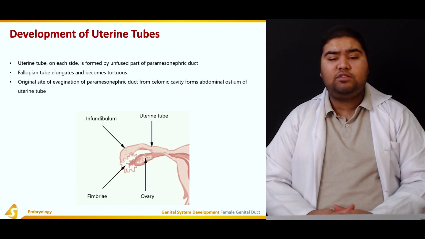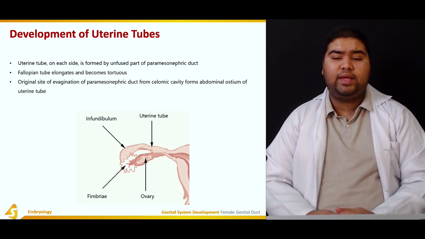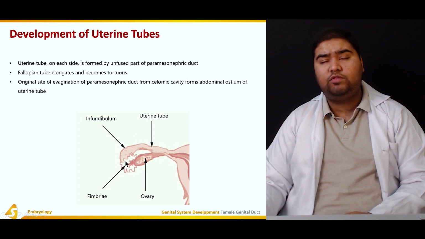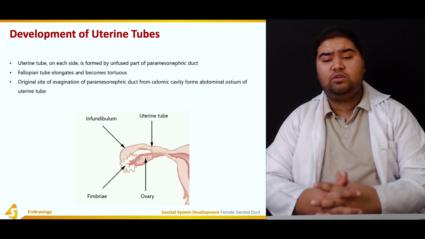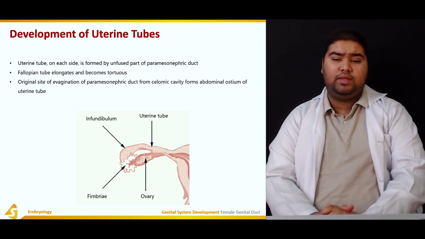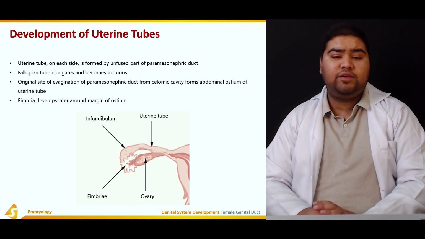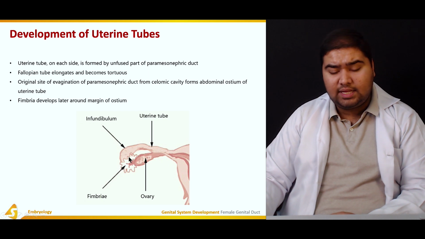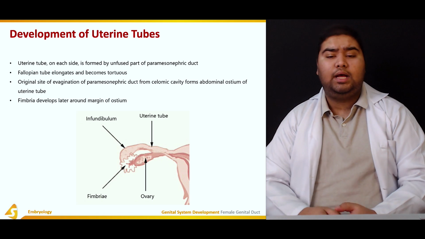The original site of evagination of the paramesonephric duct from the coelomic cavity forms the abdominal ostium of the uterine tube. So this is the abdominal ostium of the uterine tube, and it represents the original site of evagination of the paramesonephric duct from the coelomic cavity. The fimbriae develop later around the margin of the ostium. So these are the fimbriae, finger-like projections, which develop around the ostium later.